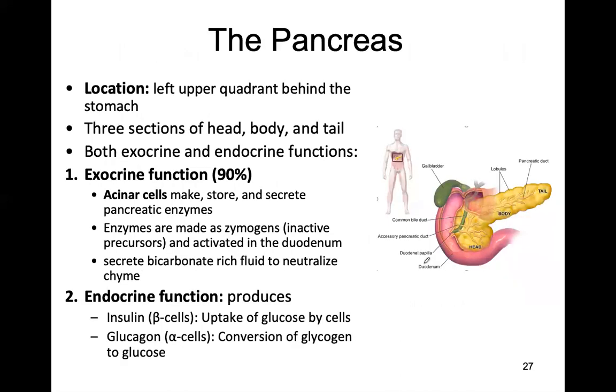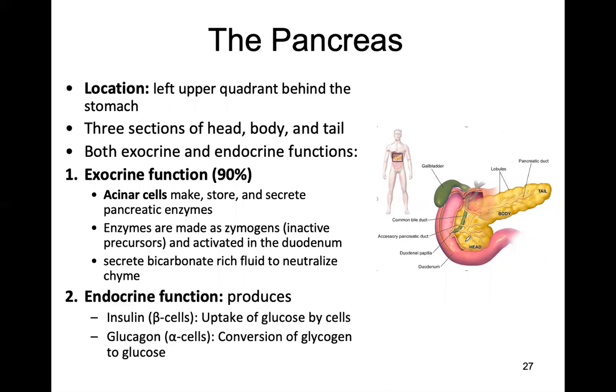Now let's take a look at the pancreas. So what is the job of your pancreas in terms of digestive system? As we learned, it is one of the main accessory organs we have. It is located right underneath the abdomen, right underneath the stomach on the left upper quadrant. And it has three parts. It has a little tail, it has a body, and it has a head. So a lot of people say it looks kind of like a tadpole.